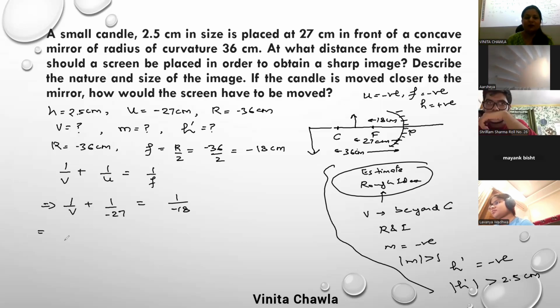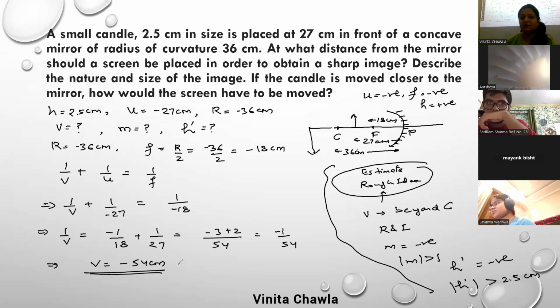So we can write 1 upon V as minus 1 by 18 plus 1 by 27. Okay, now we can solve this. LCM is 54 and in the numerator we get minus 3 plus 2. This is minus 1 by 54. On comparing these two, take the reciprocal, you'll get V as minus 54 centimeter. So we can say that image is formed at a distance of 54 centimeter in front of the mirror. You have to write this here.